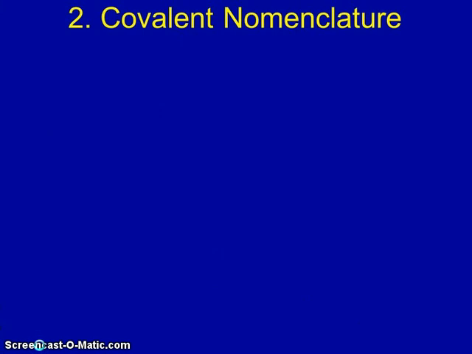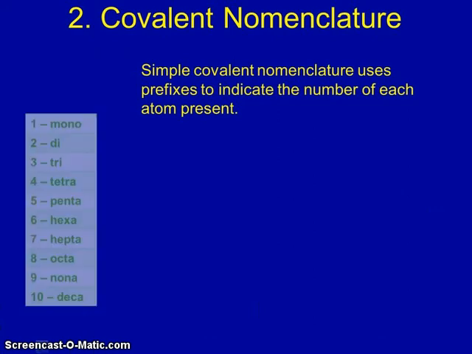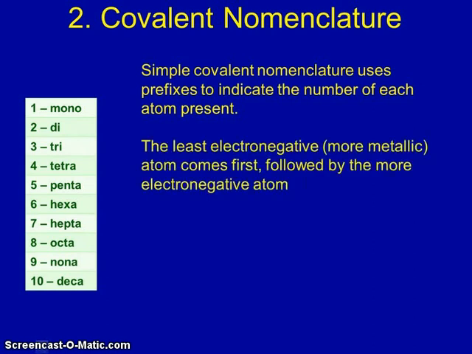Next, we have covalent nomenclature, which is far simpler to deal with. Simple covalent nomenclature uses prefixes so that we can show how many of each atom is present. These are the Greek prefixes: 1 for mono, 2 for di, 3 for tri, 4 for tetra, 5 for penta, 6 for hexa, 7 for hepta, 8 for octa, 9 for nona, 10 for deca.